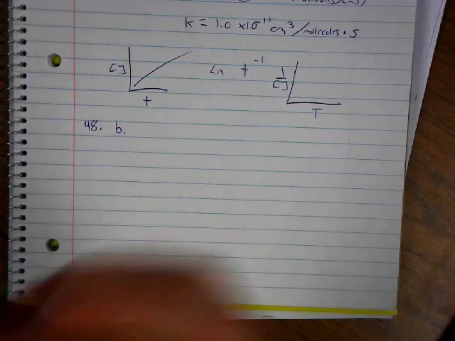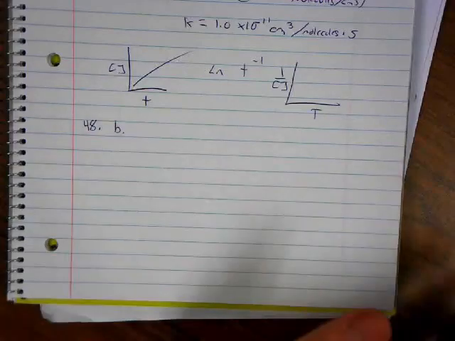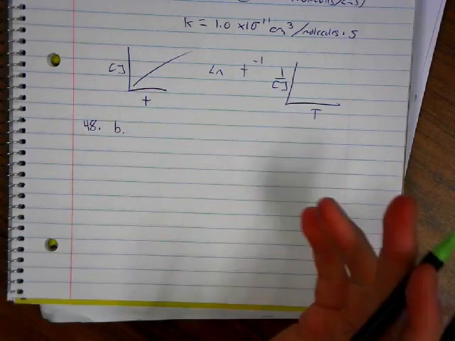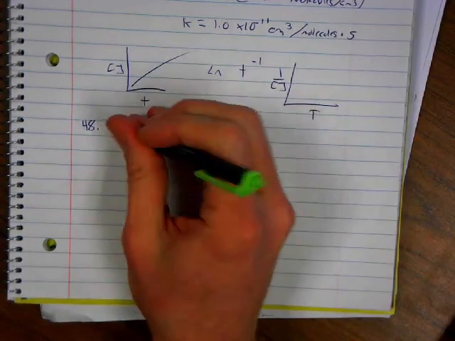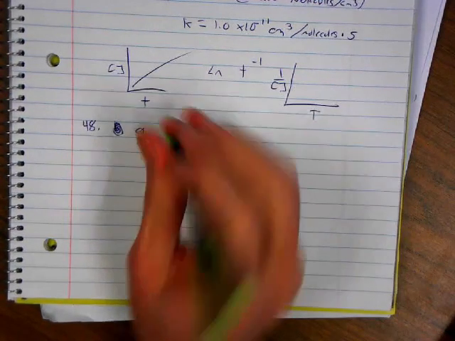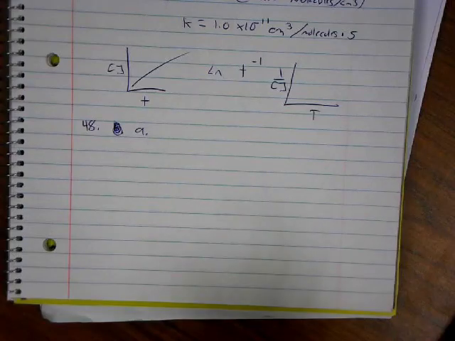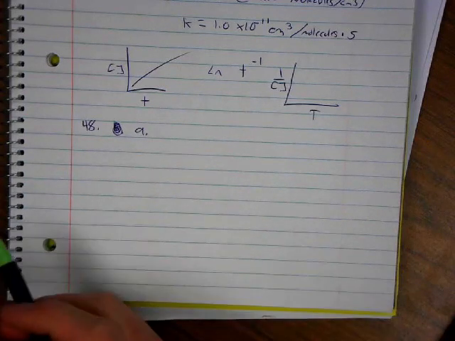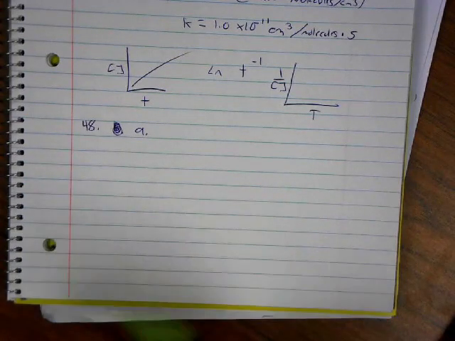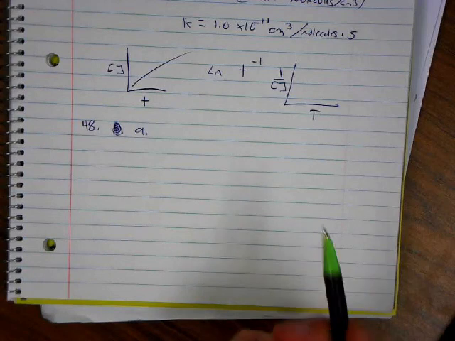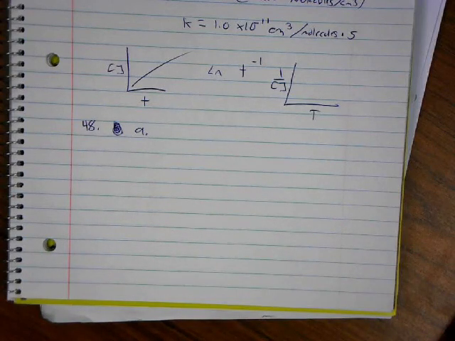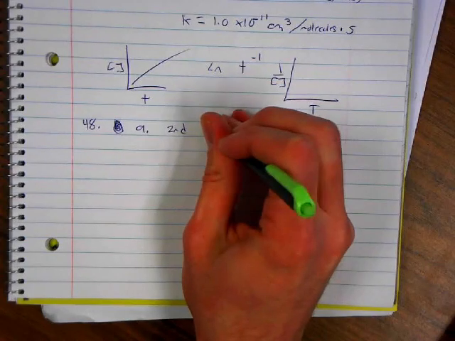Okay, 48. Unfortunately for 48, you had to have done number 47, right? So for 48b, wait, why am I starting with b? Because that's what we asked for. The class has spoken. For 48a, what is the concentration of A after 9 seconds?